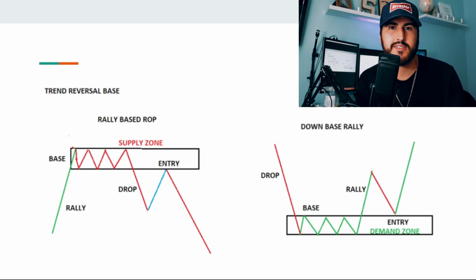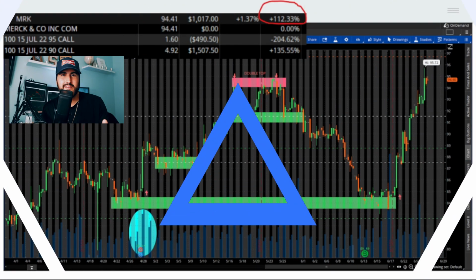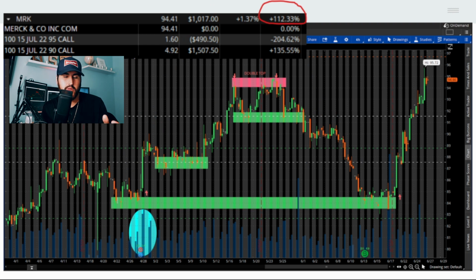And based on what it does after that testing will determine if it's a continuation of a trend or a reversal and help determine if you should go long or short a stock. So let's break down this chart. The green bars at the bottom are our demand zones, and the red bar is our supply zone. Let's go over the first breakout, the first demand zone.